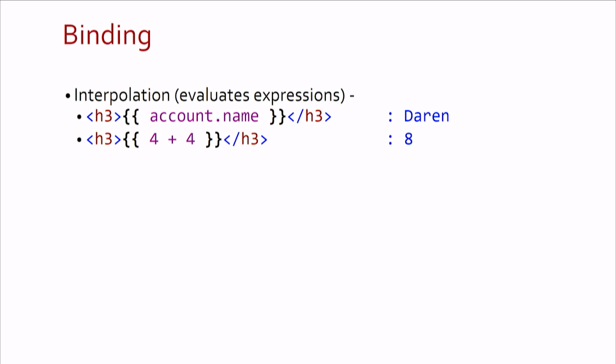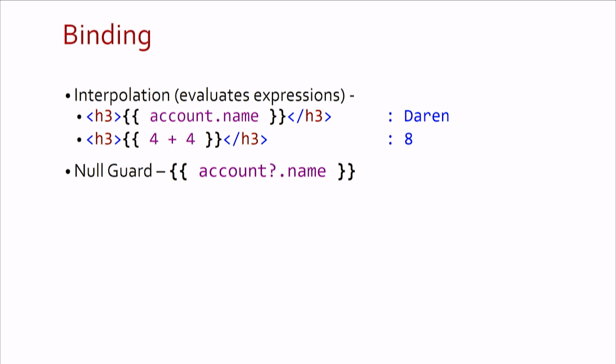The first is interpolation. And effectively, interpolation evaluates expressions. And you can tell in interpolation because it has these double curly braces surrounding some form of expression. For the first one here, for example, we have account.name. So the outcome of this expression would be the values held in account.name, which in this scenario is Darren. The second one shows that we can actually evaluate any JavaScript style expression. So 4 plus 4 would evaluate to 8, and that's what will be displayed there.